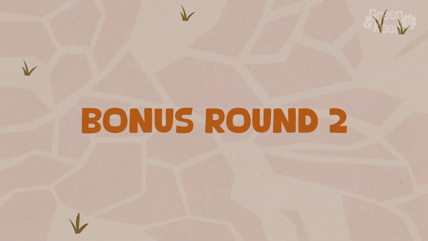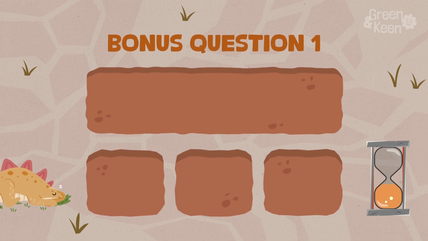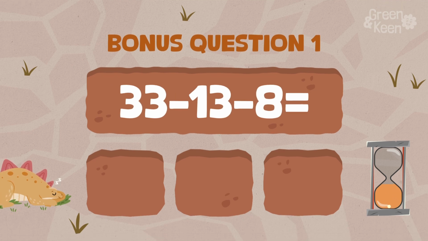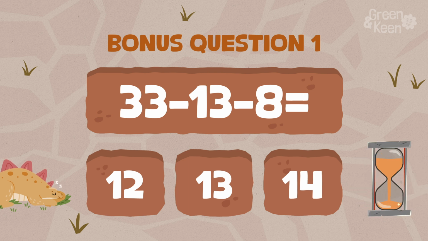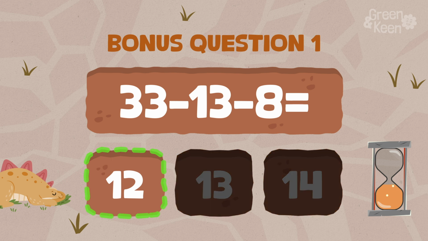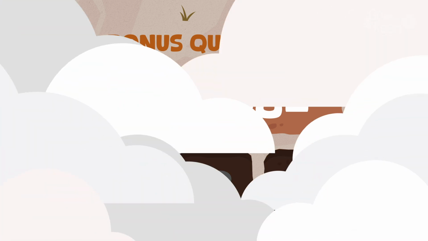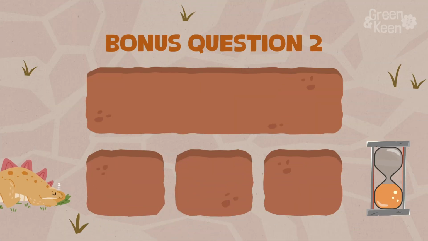Get ready for bonus round. Bonus question number 1. 33 minus 13 minus 8 equals... The answer is 12.